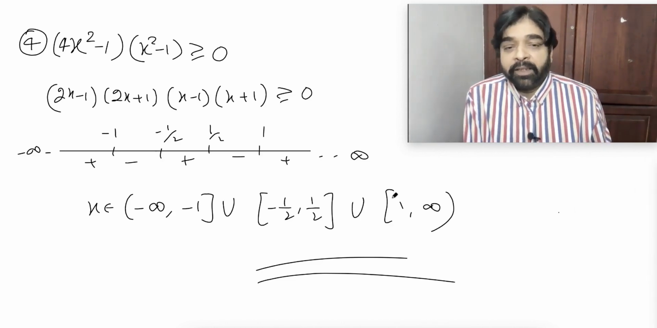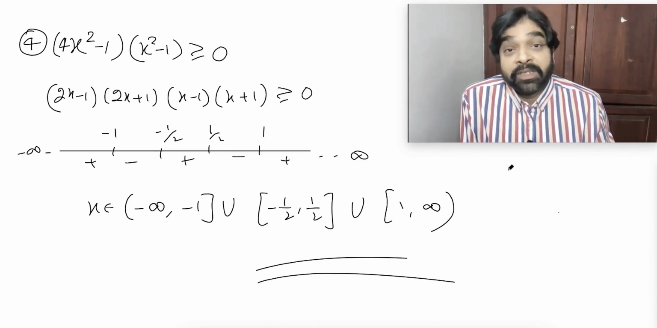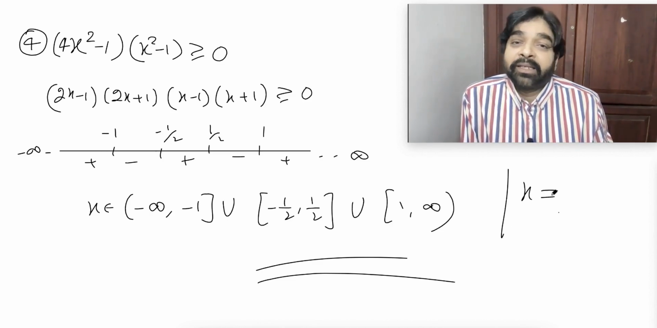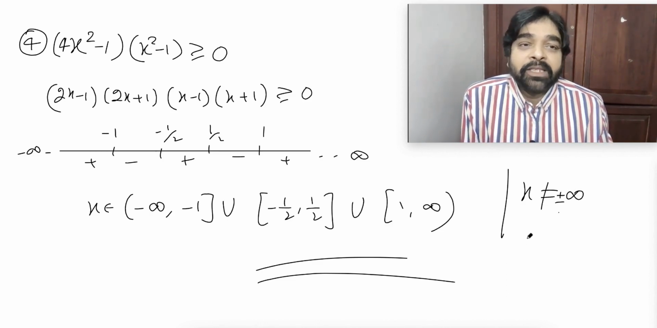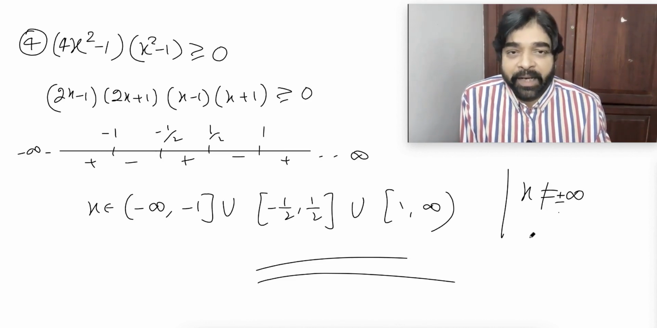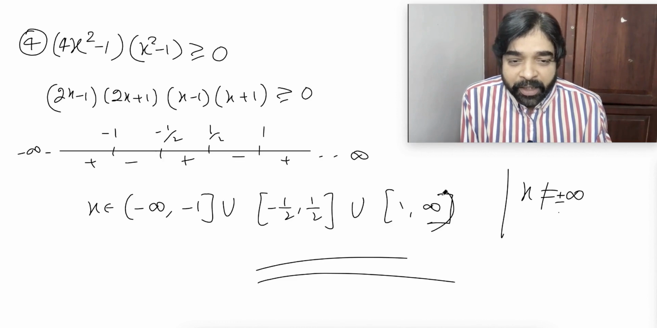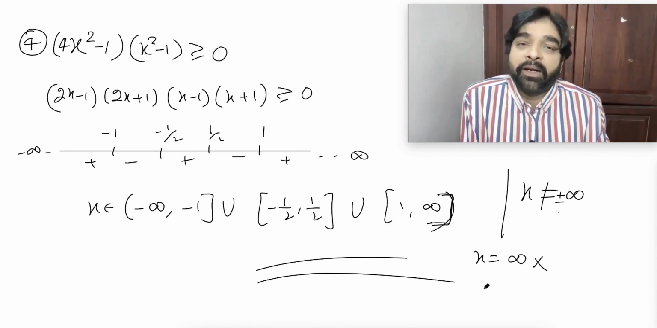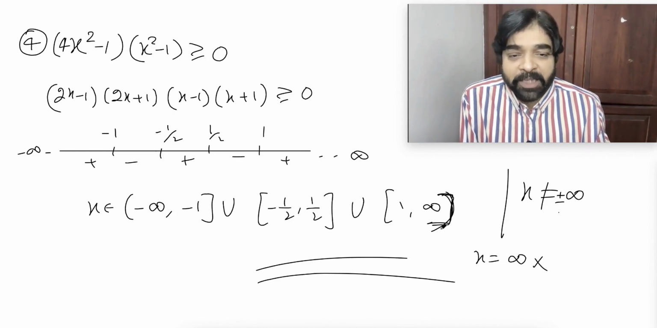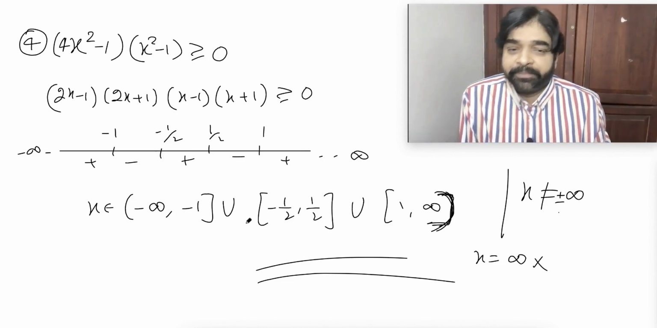Somebody asking why we don't include infinity. That I already told you. First lecture, try to recall, x cannot be equal to plus minus infinity. So equal symbol cannot be used for infinity and minus infinity. If you put include here, this means x equal to infinity, which I told you equal symbol cannot be used for infinity. So plus minus infinity will always be open. I hope it's clear.